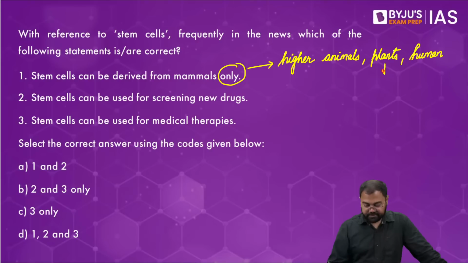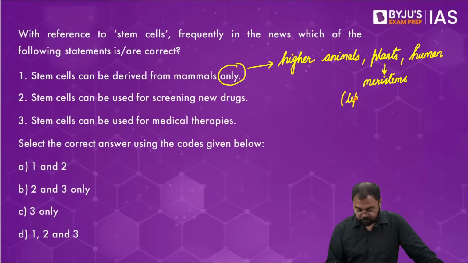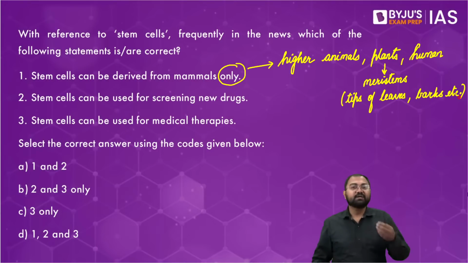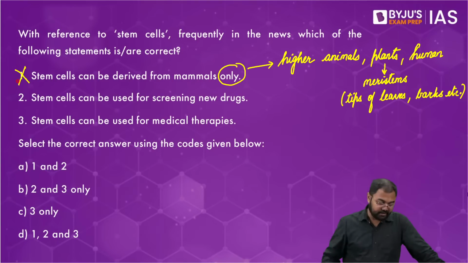In case of plants, basically you have cells which are called meristems, or meristematic tissues, which are, you can say, the tips of leaves or the barks. Wherever you have the tips, wherever new growth is happening, that's the part that has stem cells in plants. So that's why not mammals only, everywhere. I mean, all the higher plants and animals.